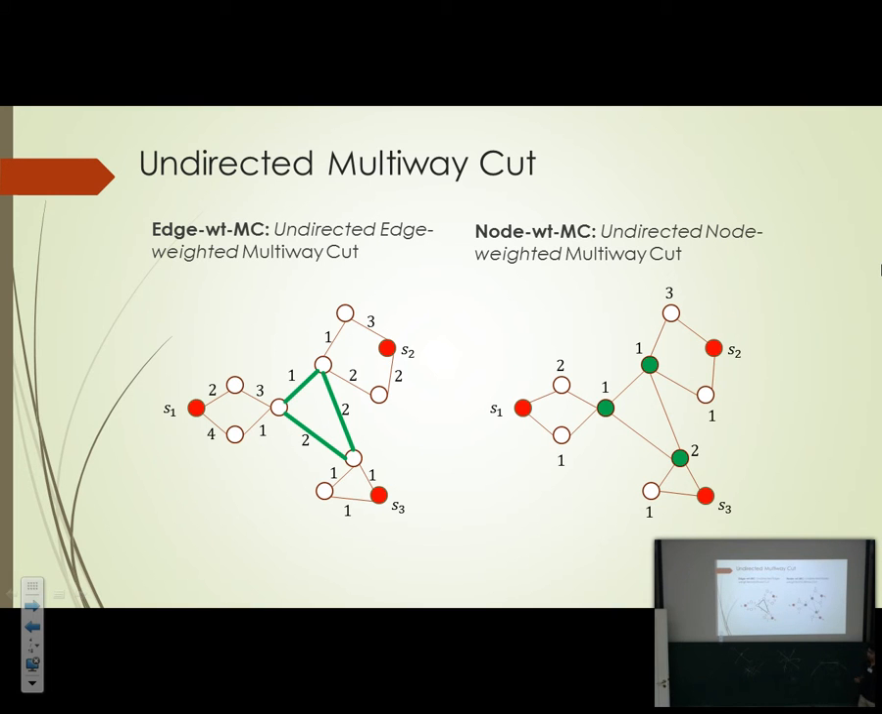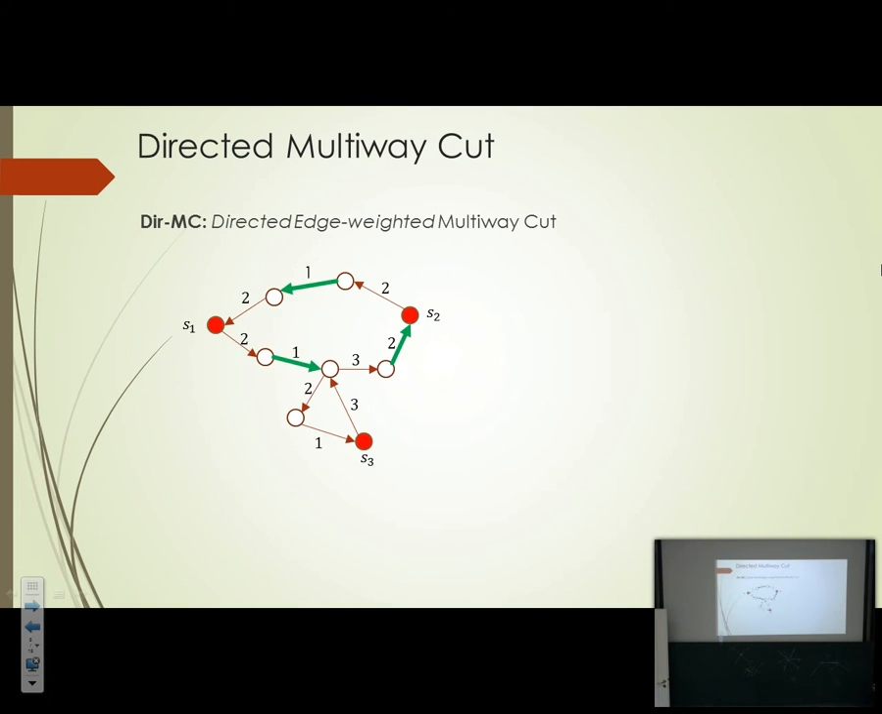Then we can have weights on the nodes, which we denote by node weighted multi-way cut. The graph is undirected and the weights are on a set of nodes. If we remove these green nodes, then all the terminal pairs are disconnected. Similarly, we can have directed multi-way cut. In this, the graph is directed and the weights are on edges. It's important that we have to cut both ways. If we remove these green edges, all the terminal pairs are disconnected. So there is no path from S1 to S2 and no path from S2 to S3. It's important to cut both ways.